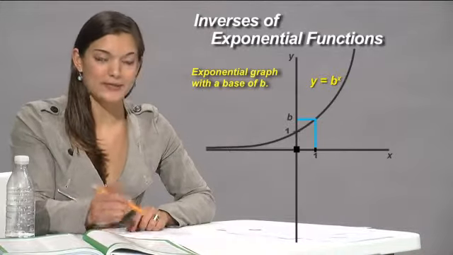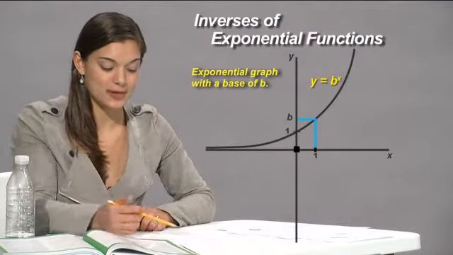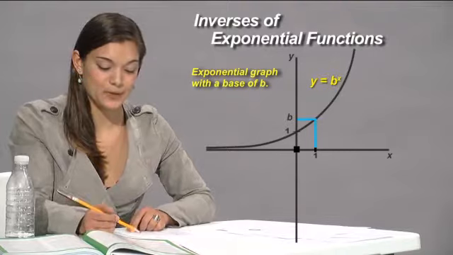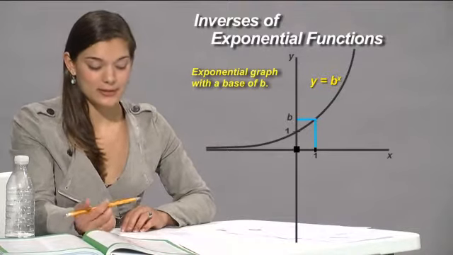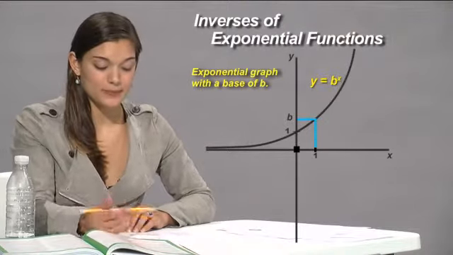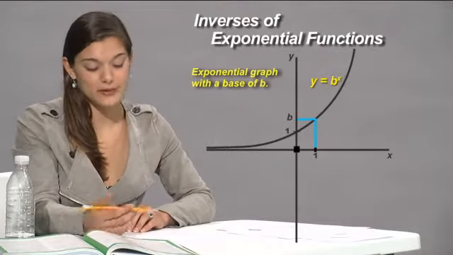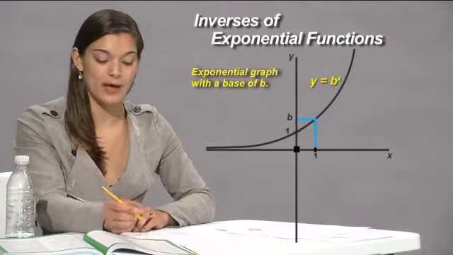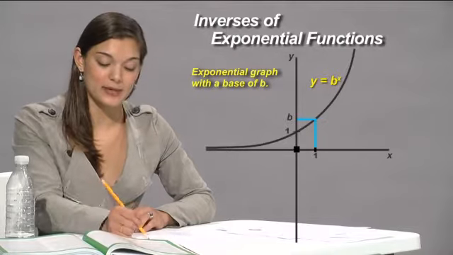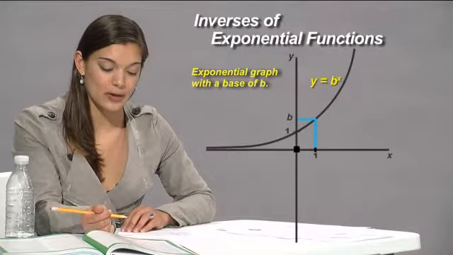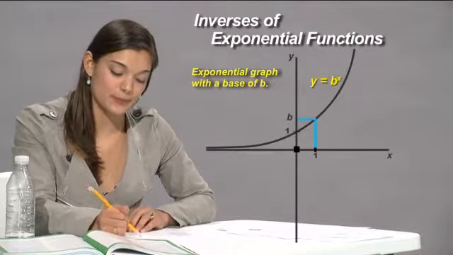An exponential graph is always going to go up, and it's always going to cross at (0, 1). It will also always cross at the point (1, b), where b is the base of the function. So if we have y equals 3 to the x, the base there is 3 because that's a constant, and the graph will cross at (1, 3).